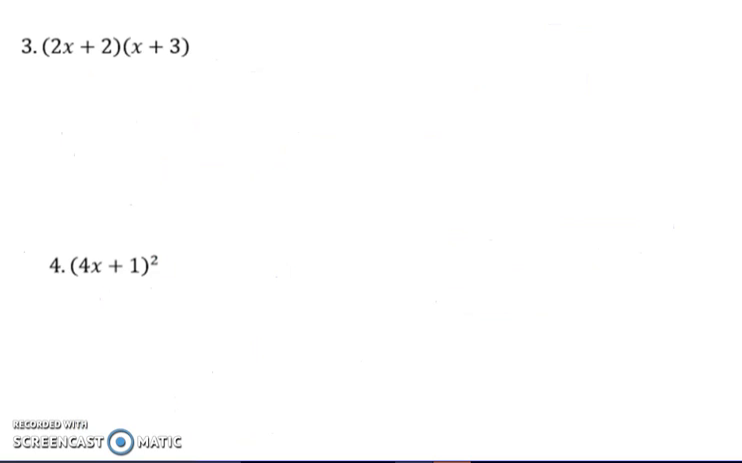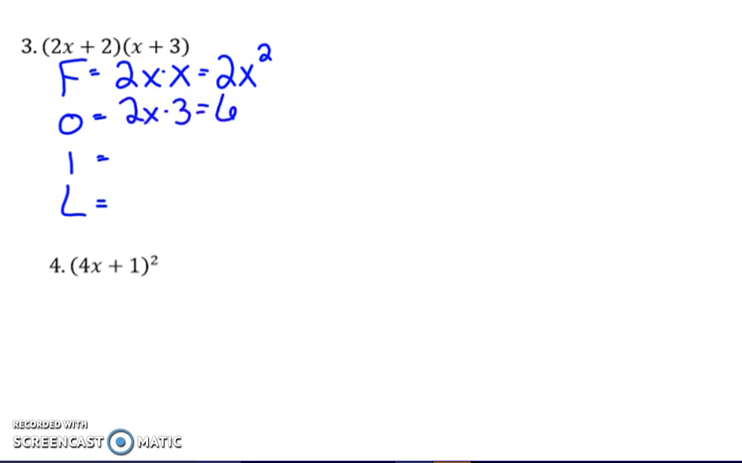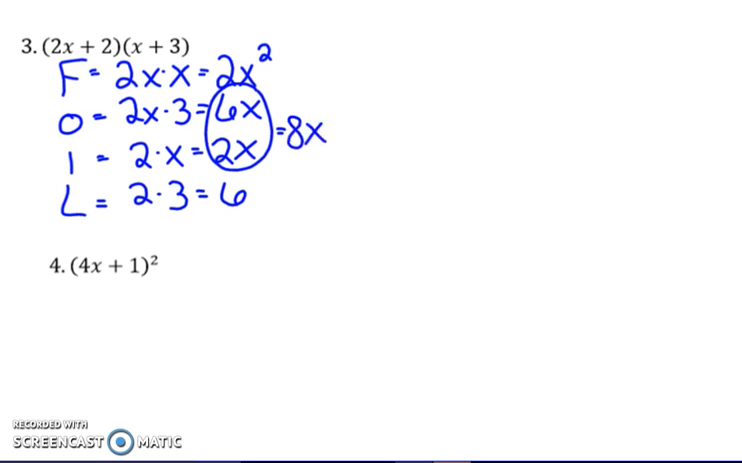Okay, if we look at number 3, now we have a coefficient in front of x, but that's okay. We're still going to solve it the same way. If I use FOIL, my first is now 2x times x, which just becomes 2x squared, since there's technically a coefficient of 1 there, and 2 times 1 gives me 2. My outside is 2x times 3, which is 6x. My inside is 2 times x, which equals 2x. And my last is 2 times 3, which is 6. From here, I'm still combining my like terms. I get 8x. So my final answer becomes 2x squared plus 8x plus 6.